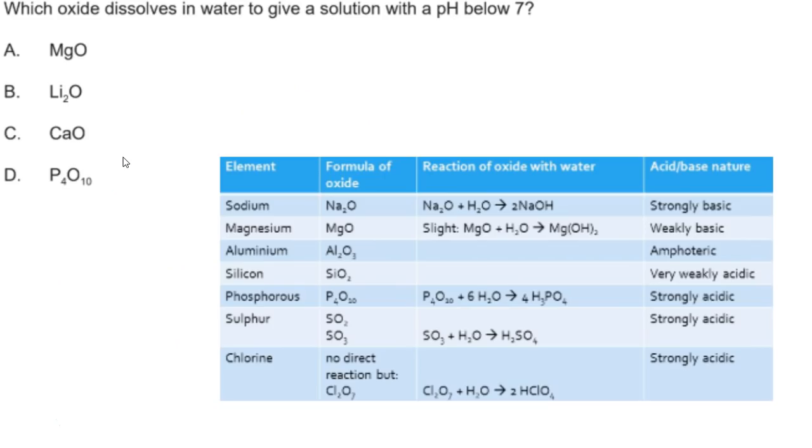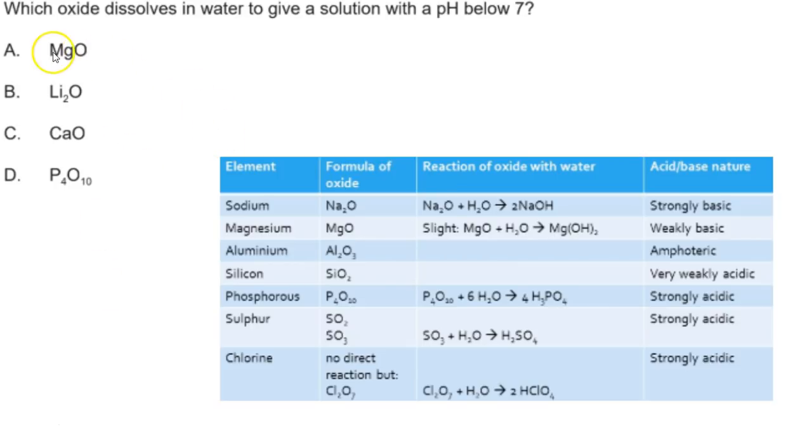Which oxide dissolves in water to give a solution with a pH below 7? So pH below 7 is going to be acidic, okay? Now if you just look at your answer choices here, you've got these three are metal oxides and then a non-metal oxide. It's probably going to be D, okay? But you do need to know the formulas of the period 3 oxides when they react with water.